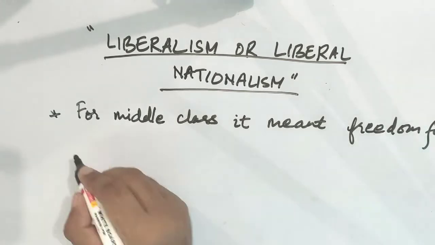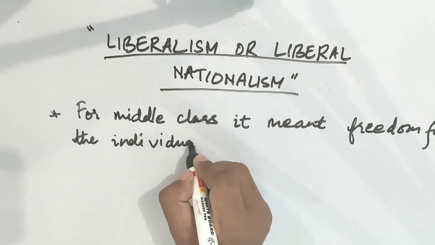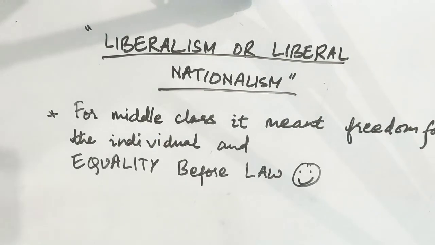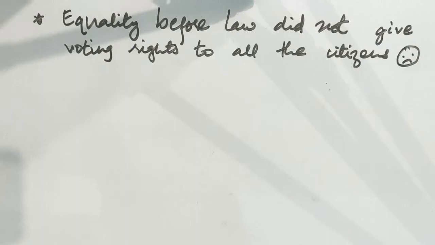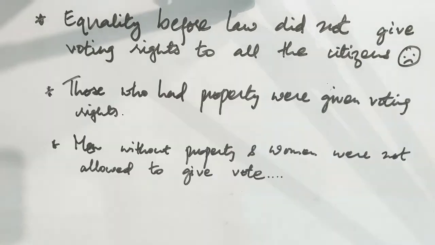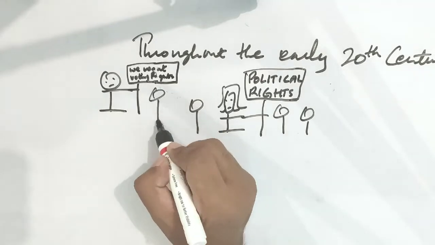For the new middle classes, liberalism meant freedom for the individual and equality before law. That means all the citizens would be treated as equal in the eyes of law. For others, it meant a government with a constitution which abolished private property, etc. But the concept of equality before law did not give voting rights to all the citizens. In France, voting rights were only given to those citizens who owned property. Women and men without property were termed as passive citizens and were not allowed to cast their votes.